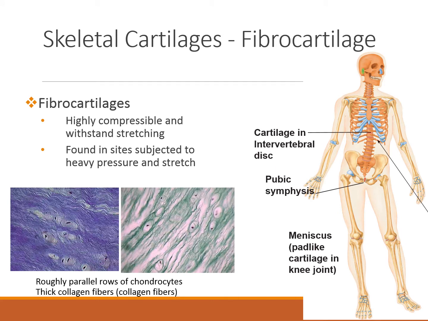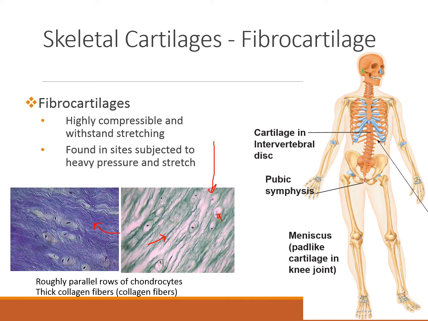Lastly, we have the fibrocartilages. Fibrocartilages are highly compressible and withstand stretching. They look a bit like this. You'll know them when you see them because you have the lacunae and the chondrocytes, which are characteristic of cartilages, but running throughout the ECM, you'll see these thick collagen bands. They look a bit different from the elastic fibers in the last slide.